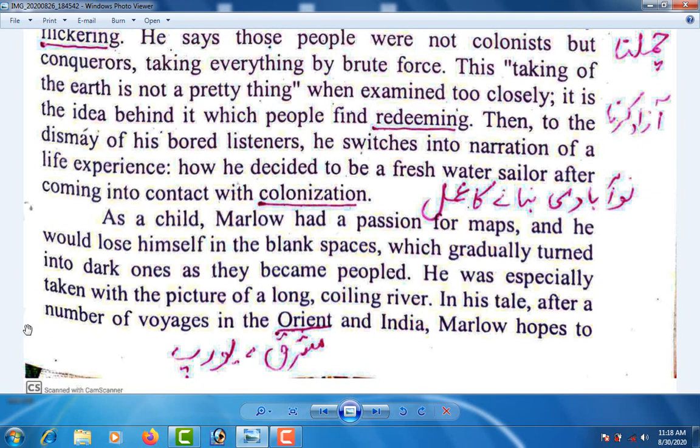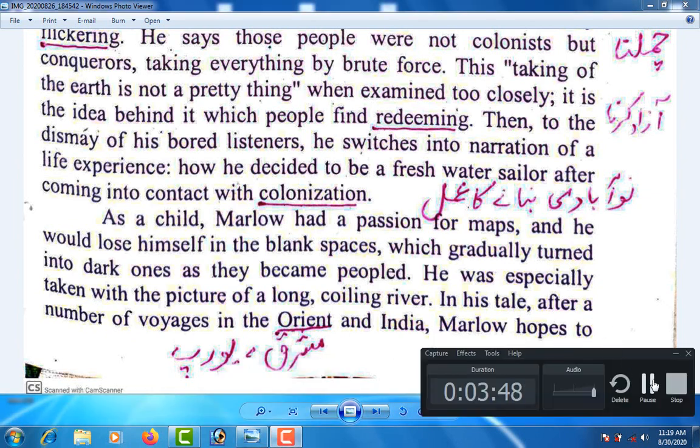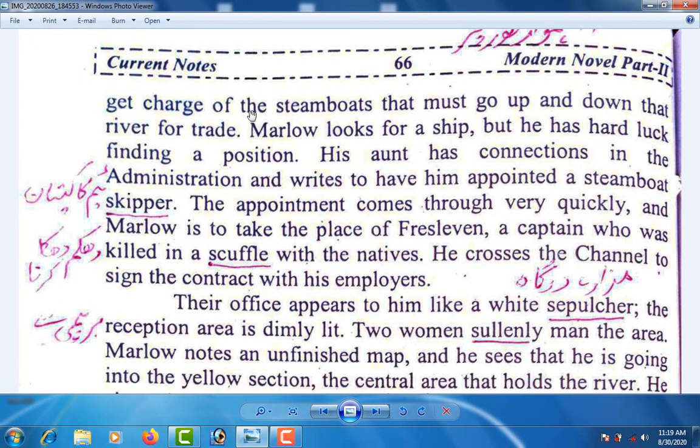He was especially taken with the picture of a long, coiling river. In his tale, after a number of voyages in the Orient and India, Marlow hopes to get charge of the steamboats that must go up and down that river for trade. Marlow looks for a ship, but he has hard luck finding a position. His aunt has connections in the administration and writes to have him appointed a steamboat skipper.